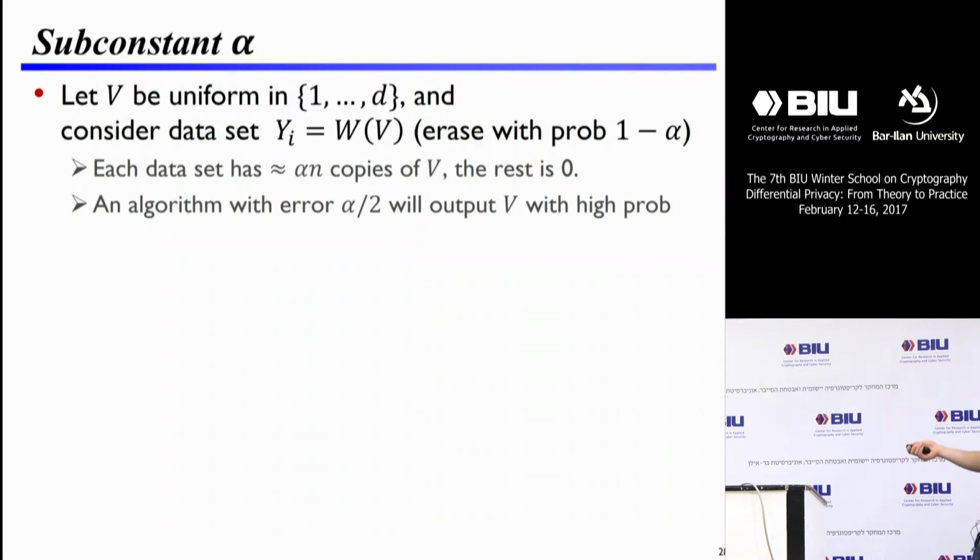One way to distribute it randomly is to run it through this erasure operator W we talked about earlier, where you keep V with probability alpha and replace it with 0 with probability 1 minus alpha. Now you've got a data set with about alpha times n copies of V and then a bunch of zeros. And again, any histogram algorithm, or algorithm for the mode, that works with probability alpha over 2, with error less than alpha over 2, should output V again with high probability.